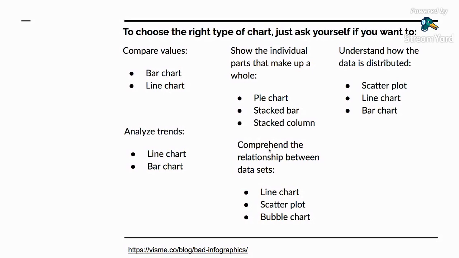On what stack bar and stack columns are. And then, when we want to comprehend the relationship between data sets, we can also use line chart and then scatter plot and bubble chart. Actually, medyo sobrang dami talaga. And then, to understand how the data is distributed, we can use a scatter plot, line chart, and bar chart. So, we need to know the purpose of our data. And then, when we know the purpose of our data, we can decide kung anong chart yung mas bagay sa kanya talaga.